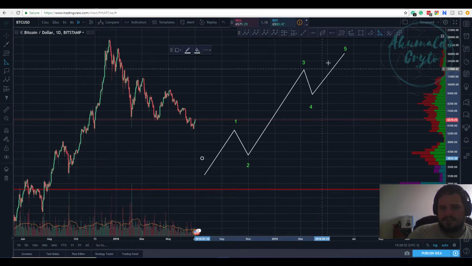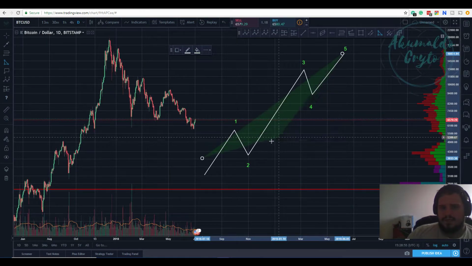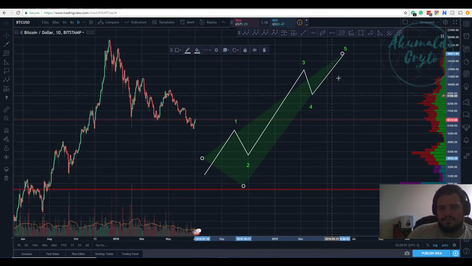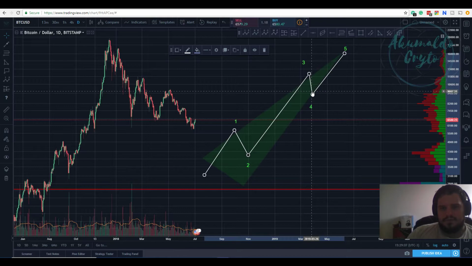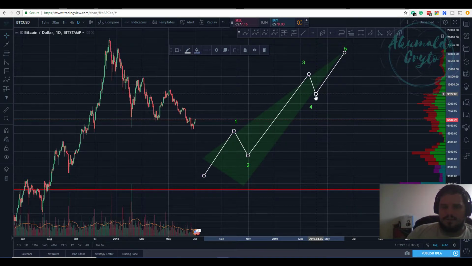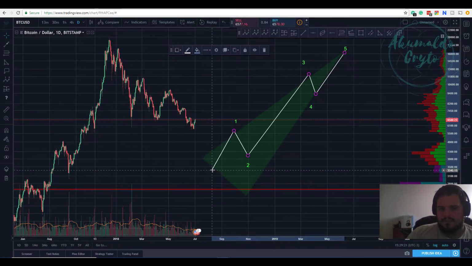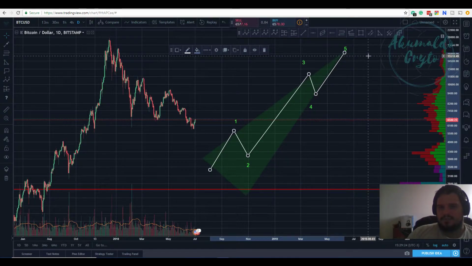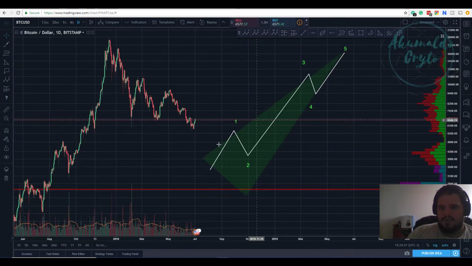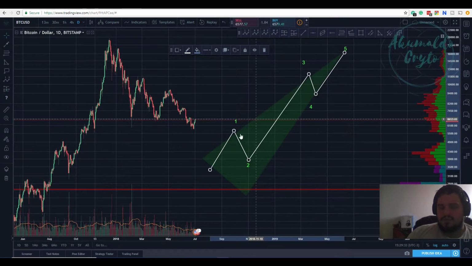Some friends asked me why it is a diagonal. It's because of this. See, we can create a triangle here. As I said, it's not always a perfect structure, like a perfect triangle, a perfect diagonal. This pattern is not always present, but it's not uncommon. Okay, we start here, and then we have those waves here.